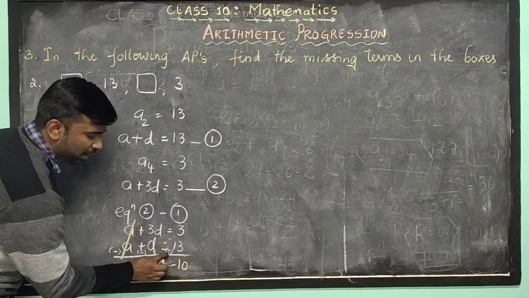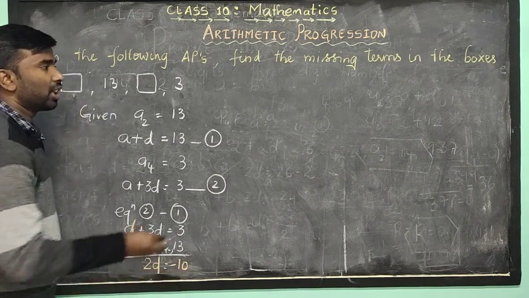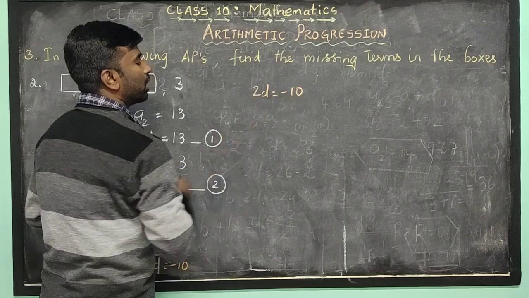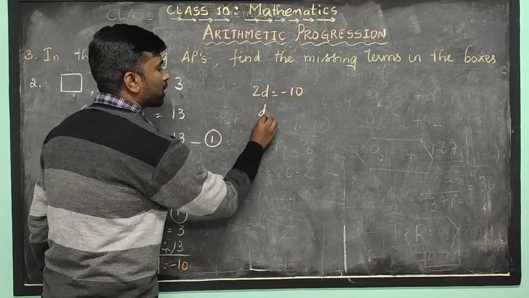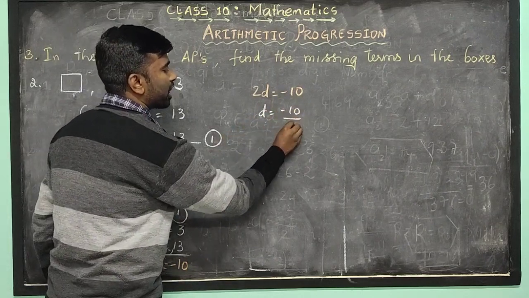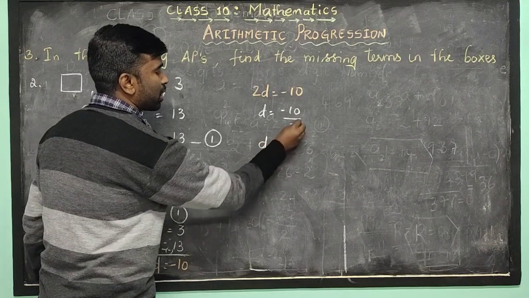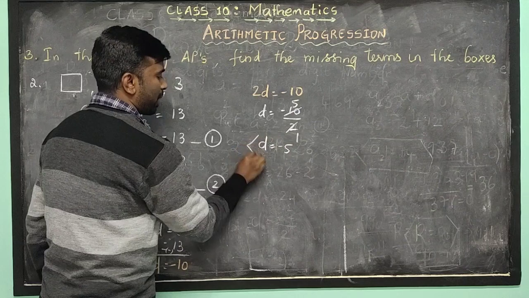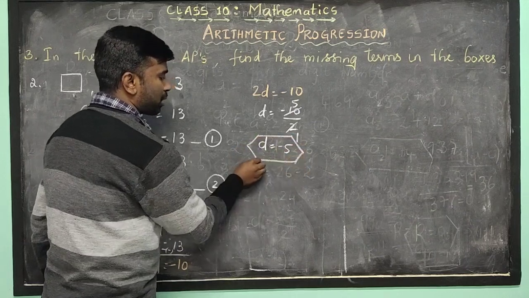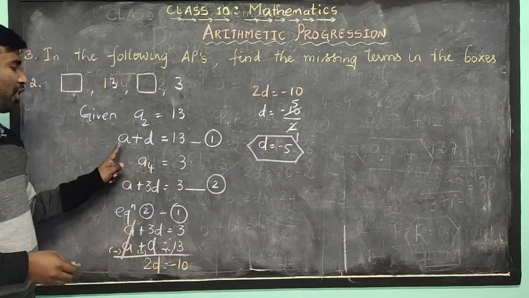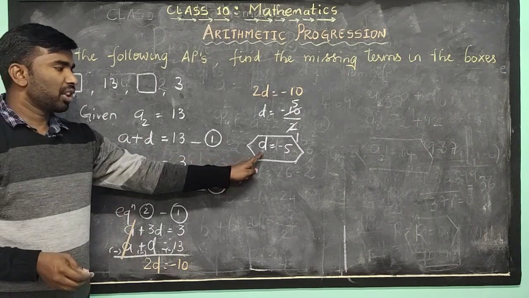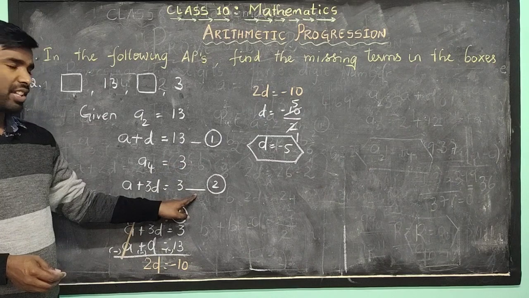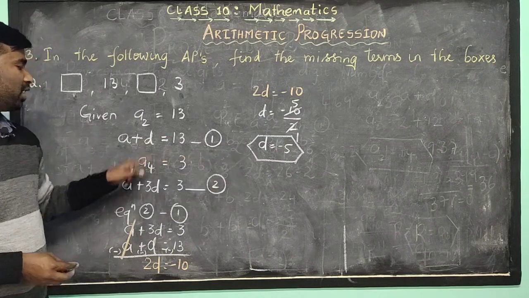The bigger number's sign is minus, so we get minus 10. Now 2D equals minus 10. Now D equals minus 10 divided by 2. 2 fives are 10, so we get D as minus 5. Now what should I do? I should find out the value of A. You can substitute the value of D equals minus 5 in equation 1 or equation 2. I'll substitute in equation 1.